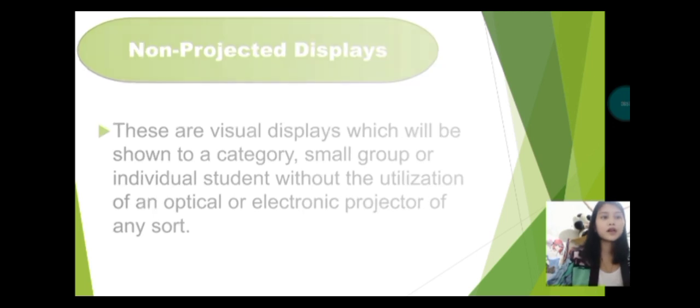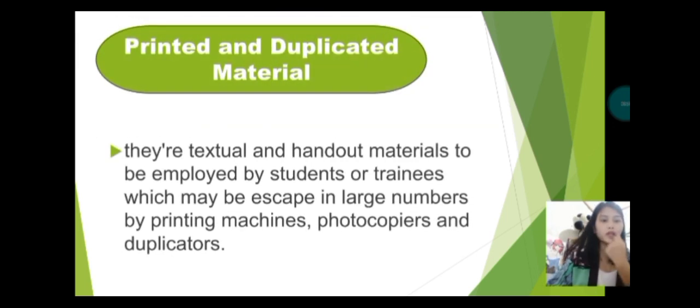So next is the printed and duplicated materials. These are textual and handout materials to be employed by students, which can be produced in large numbers by printing machines, photocopiers, and duplicators. Examples are handouts or assignment sheets, books or textbooks. Books are the best example of printed and duplicated material.